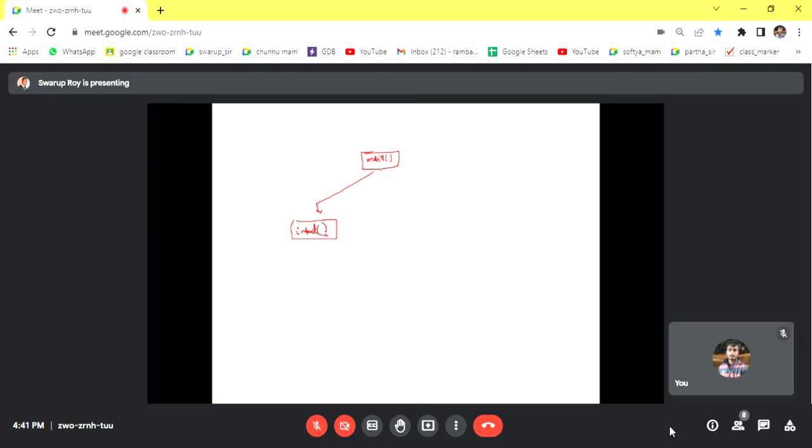Input function. Then use prime. And then output.